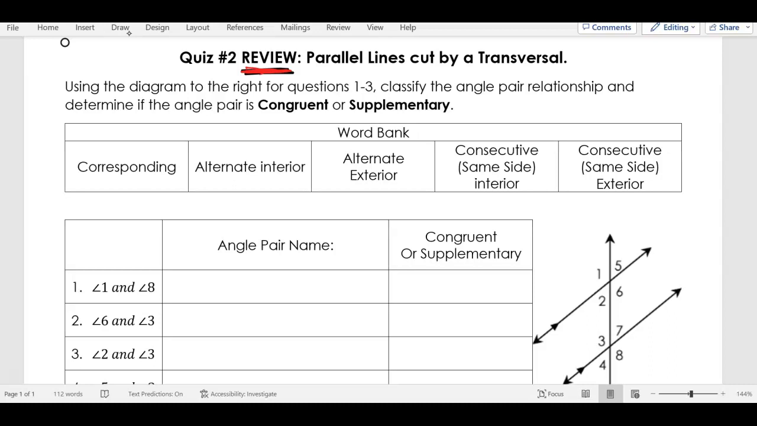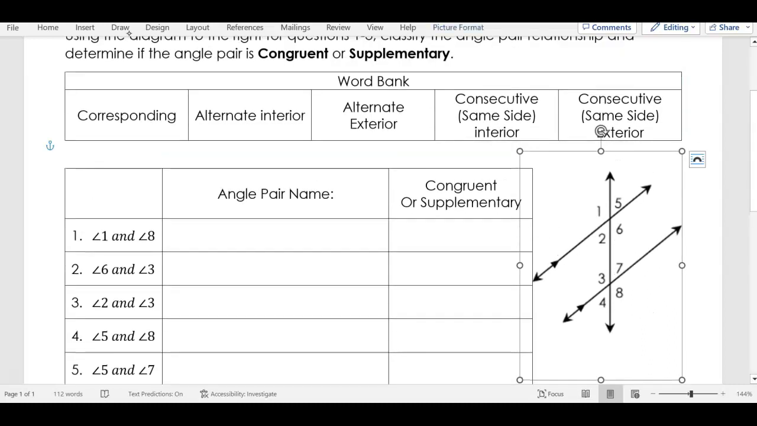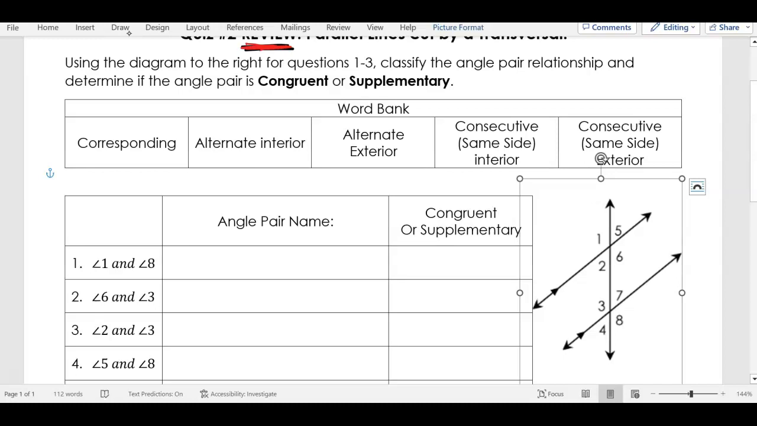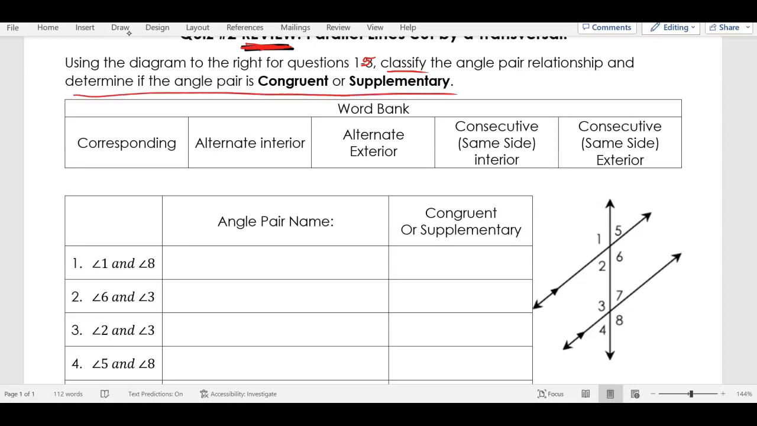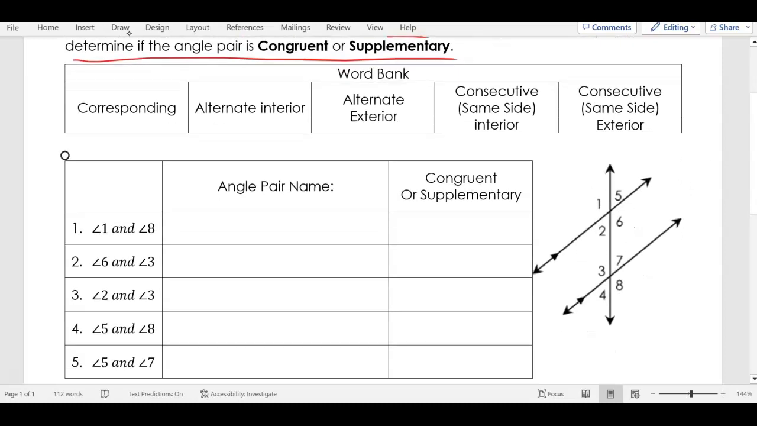All right, now, for questions 1 through 5, we're going to classify and determine if it's congruent or supplementary, right? So let's look at this. 1 and 8. Here's 1, here's 8. They are on different sides of the transversal, so we call that alternate, and they're outside the parallel lines, so they're exterior. Alternate, exterior.